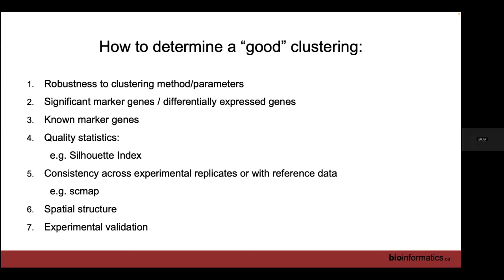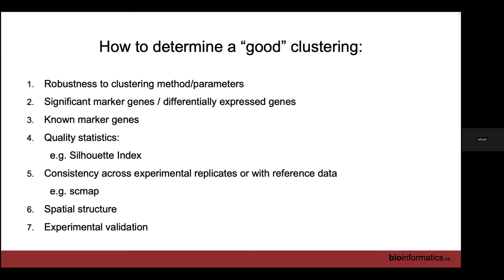You could also look at the consistency across experimental replicates. So if you've got a data set where you've done 10 different replicates, you could cluster each one of them separately and see if you get the same set of clusters as if you clustered them all together after integrating the data together. You could also look at other data related to those same samples, like spatial transcriptomics data that matches your single cell, or you can do various experimental validations. You can flow sort out those cells and do qPCR to confirm they're real, or do functional analyses to confirm that they are functionally different from each other.